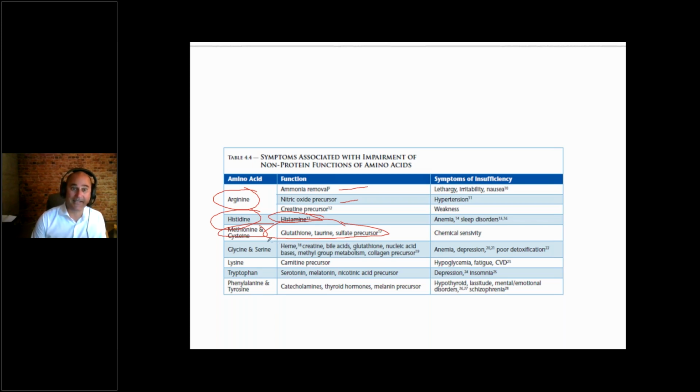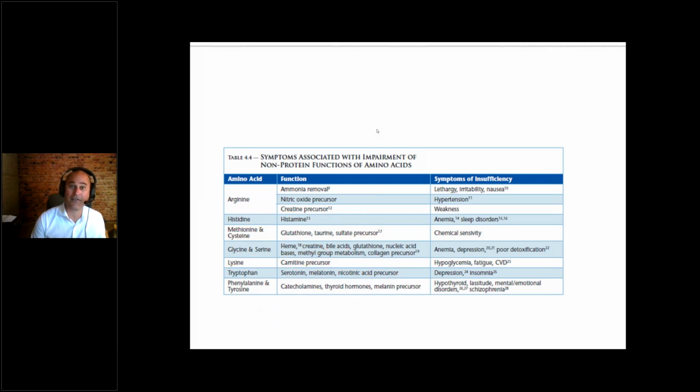Glycine and serine help produce heme. That's crazy. They help produce bile acids. So they're doing a lot of things in addition to assembling protein. Lysine helps you make carnitine, which helps you burn fat. Tryptophan, a pretty famous one, helps you make serotonin and melatonin, hormones and neurotransmitters. Phenylalanine and tyrosine make catecholamines like epinephrine, norepinephrine, and dopamine. They make thyroid hormones. That's pretty amazing. All kinds of things are going on here, all because of amino acids.